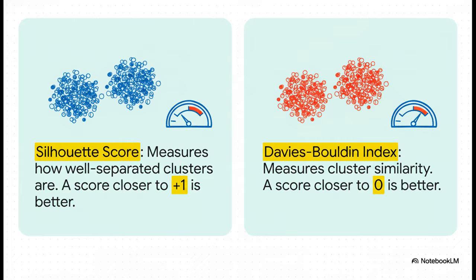That's a great cluster. The Davies-Bouldin index is kind of the same idea, but here you want a low score, which means your clusters are very tight and very far apart from each other.